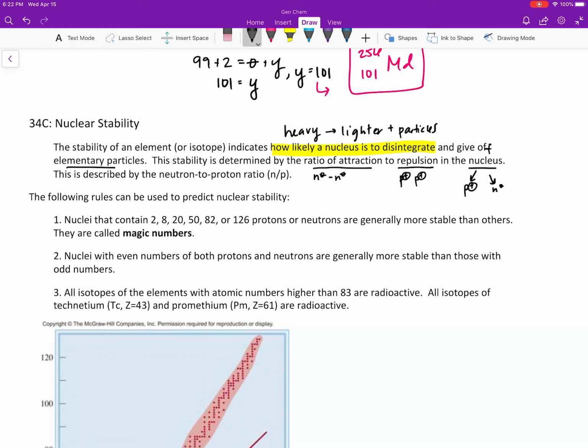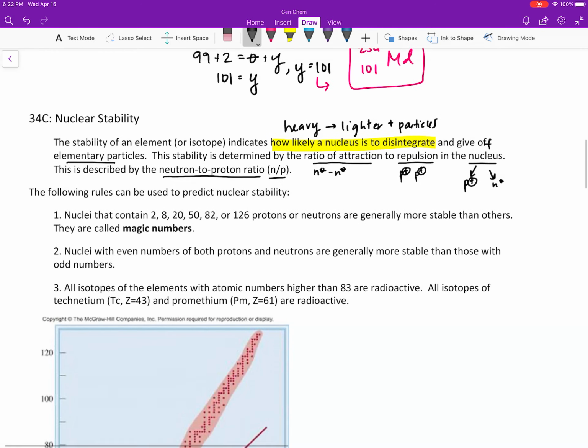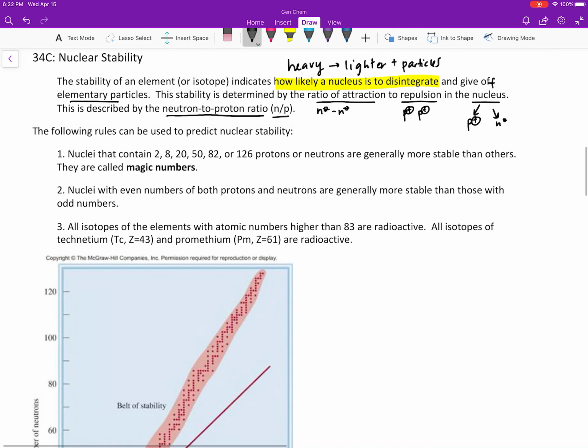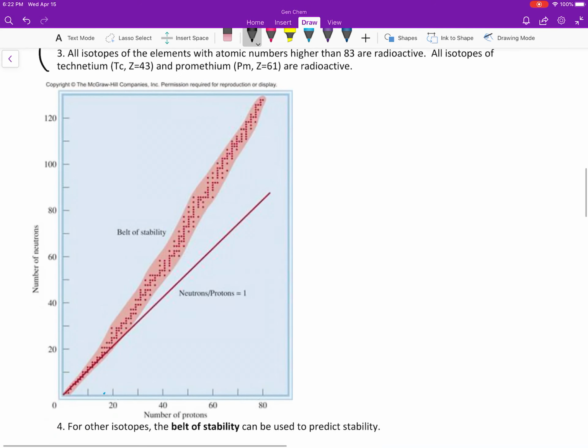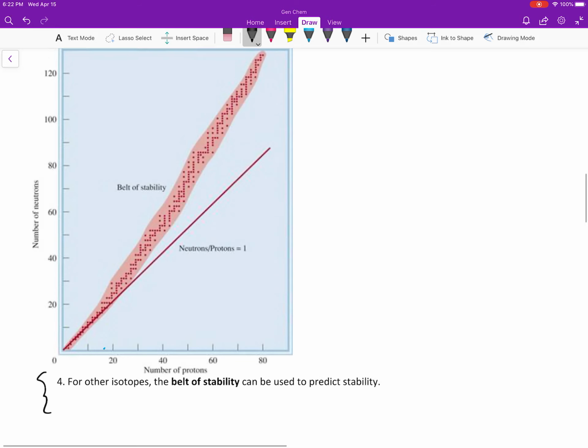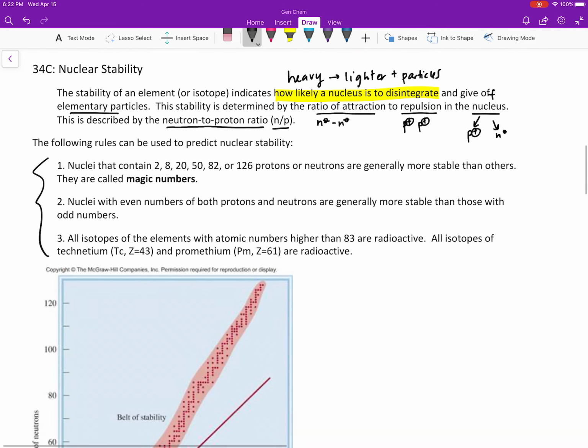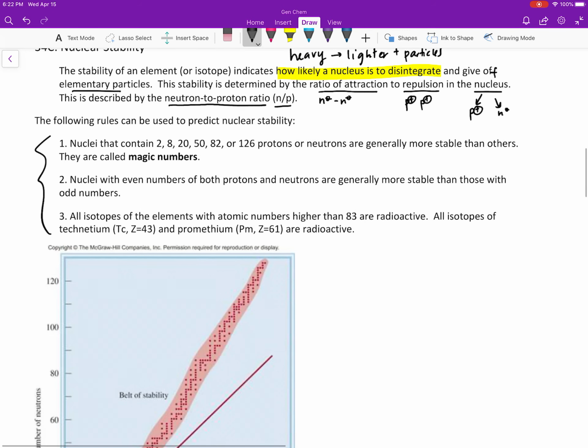So we're going to only focus on nucleons, and so we're looking at neutron to proton ratio, which is N over P, and this is number of neutrons divided by protons. Now, we have a couple of rules that we're going to use to predict stability, and there are 4. And so you need to know the rules, and then we're going to talk about reading the chart, which I'm going to do a better job about this time.